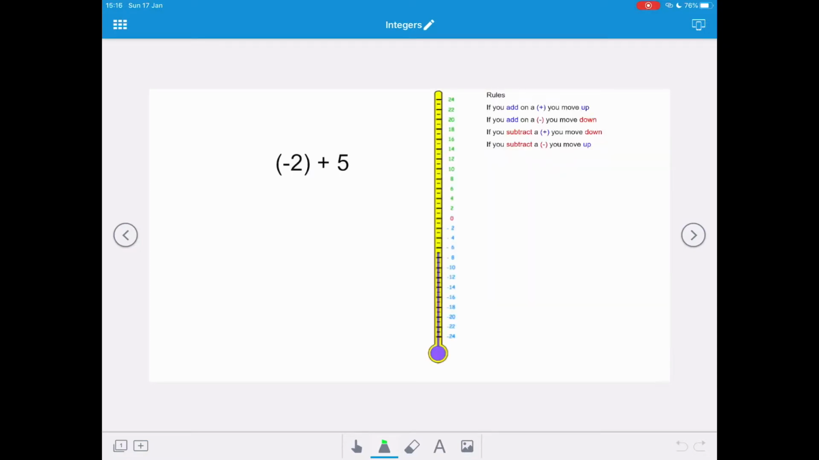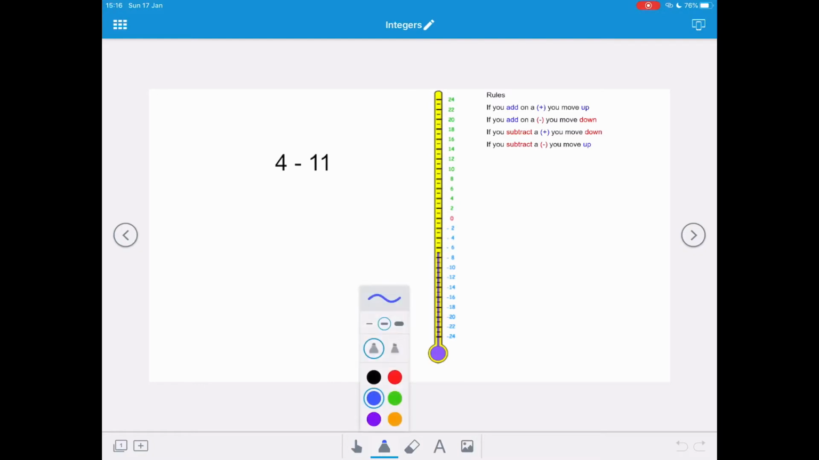So the first example is -2 plus 5. You can see that we're adding on a positive number, so we're moving up. Now we need to find our start position, and our start position is always the first number in our calculation, and in this case it's -2. So we're starting at -2 and we're moving up the number line through 0, and we're going to go up 5 jumps. 2 of those jumps take us to 0. We've got 3 left, so we're going to end up at 3. So -2 plus 5 equals 3.